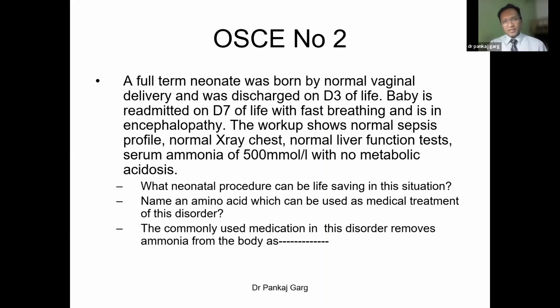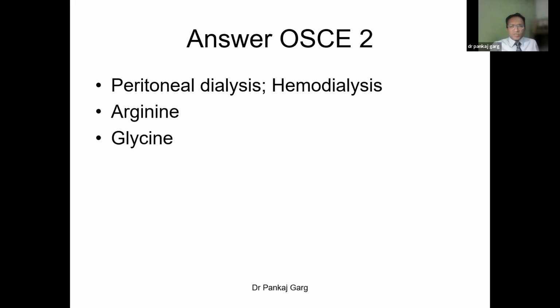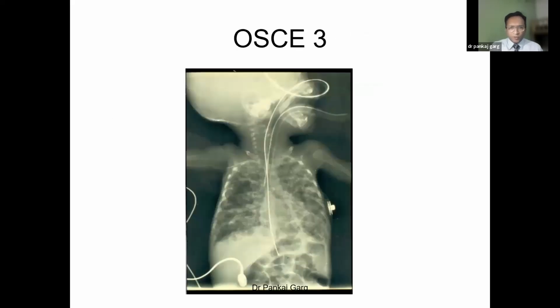So this is urea cycle defect, right? You do peritoneal dialysis, correct? You can use arginine, but how does ammonia come out of body? So the answer is glycine. It comes out of body as glycine, right? So come to the third OSCE. Look at this X-ray.